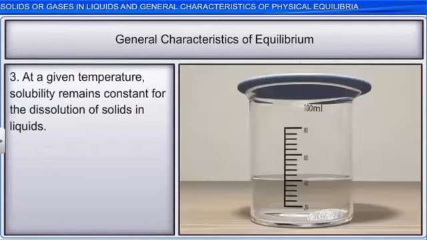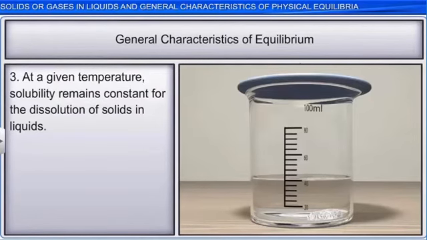At a given temperature, solubility remains constant for the dissolution of solids in liquids. For example, at the given temperature, the solubility of sugar remains constant in a given liquid.